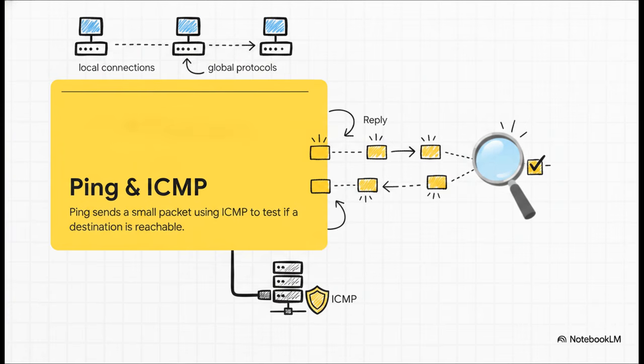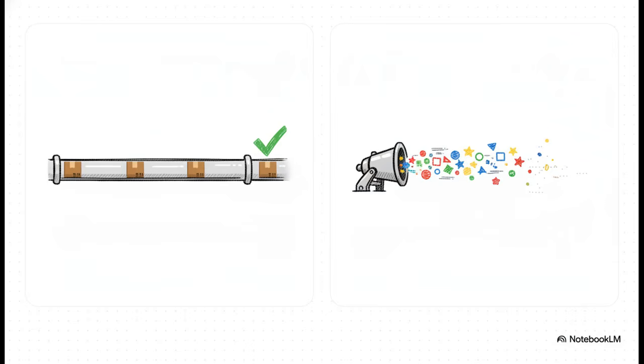A ping sends a tiny little packet of data to a destination and just waits for a response. If it gets a reply, boom, the path is alive. Now, ping operates using something called ICMP, which is a dedicated protocol specifically designed for network troubleshooting. So if the ping succeeds, our data is officially ready to travel. Okay, the path is crystal clear.